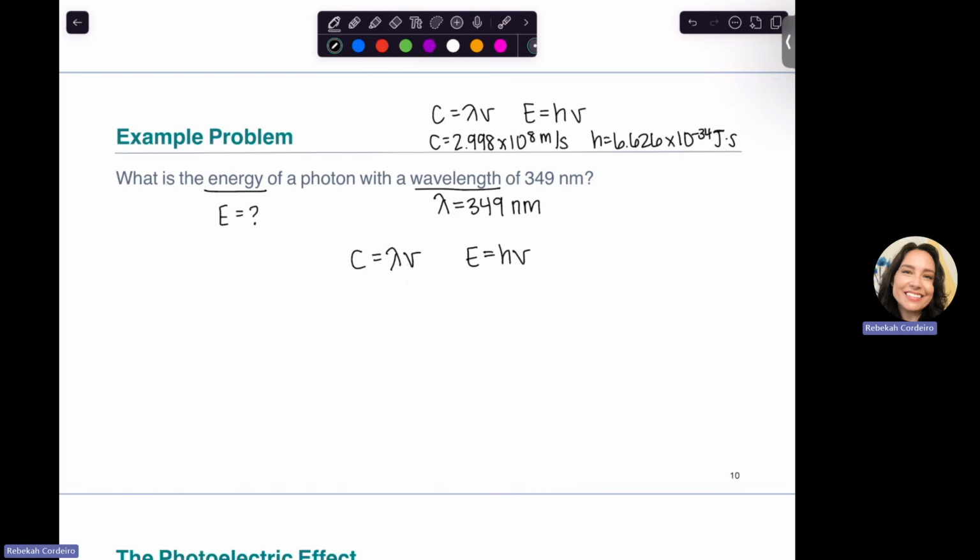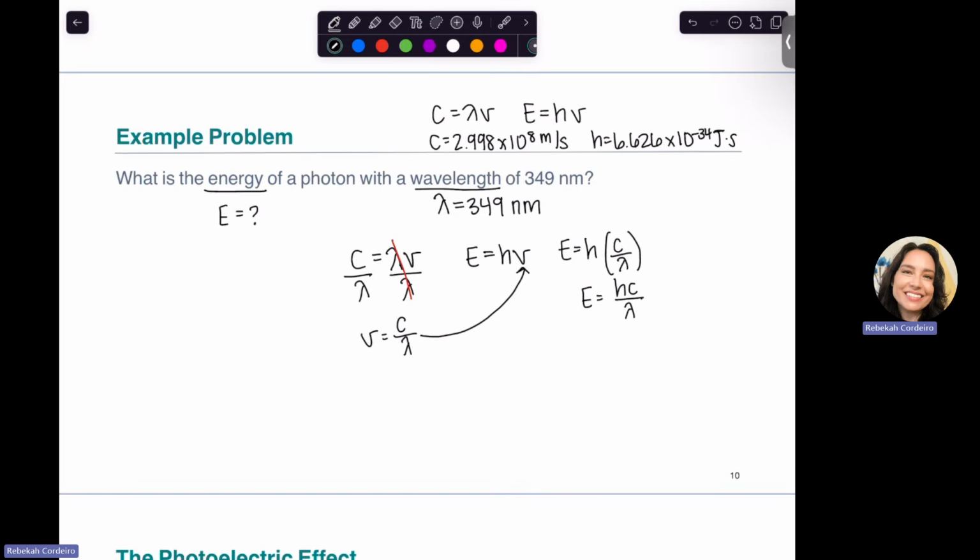So how do I solve for frequency? Divide both sides by lambda. So I get frequency is equal to c over lambda. So nu is equal to c over lambda. We're going to take that c over lambda and plug it right in here. So we get E is equal to h c over lambda. And we can rewrite it as E equals hc over lambda or ch over lambda, however we want to think about it. Now we can plug in, right?